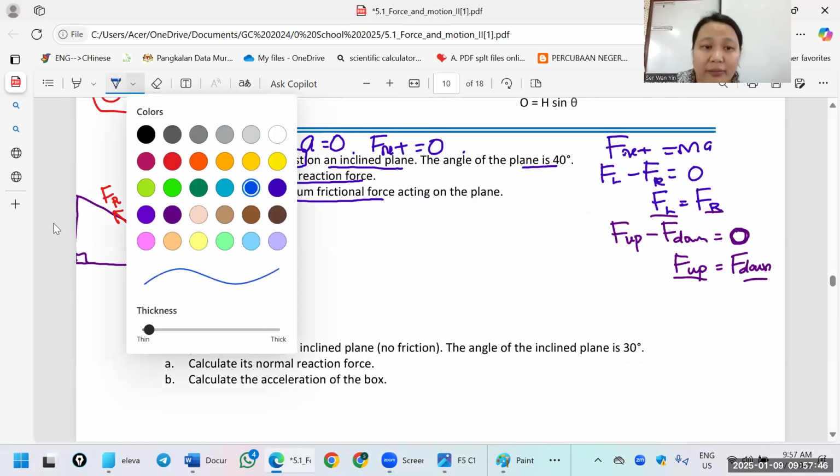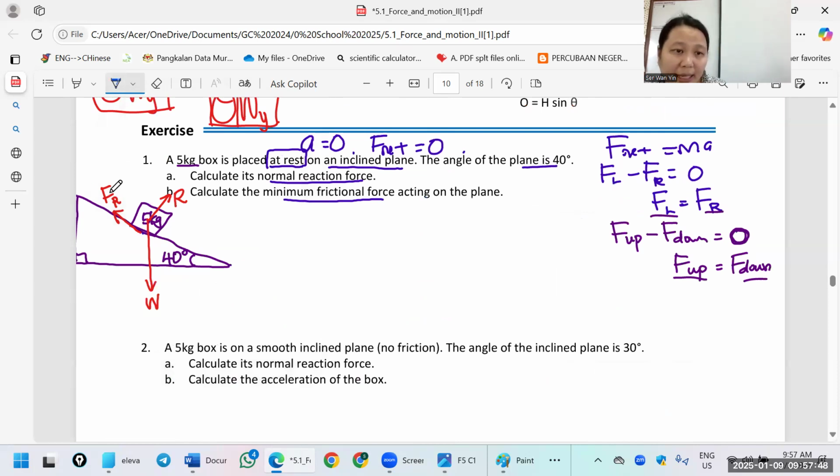Please draw X, Y axis here. Yeah, very good. X axis parallel to the surface. Before you draw W, X, W, Y, you draw X, Y axis first.